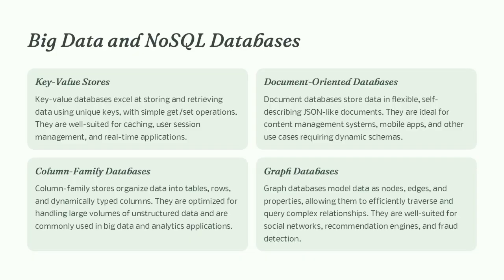Big data and NoSQL databases are powerful tools for handling large, complex datasets. Key value stores are great for caching, user sessions, and real-time apps. They excel at simple get/set operations using unique keys. Document databases store data in flexible, self-describing JSON-like documents, making them ideal for content management, mobile apps, and dynamic schemas. Column family stores organize data into tables, rows, and dynamic columns. They're optimized for handling large volumes of unstructured data, commonly used in big data and analytics. Graph databases model data as nodes, edges, and properties, allowing efficient traversal and querying of complex relationships, great for social networks, recommendations, and fraud detection.